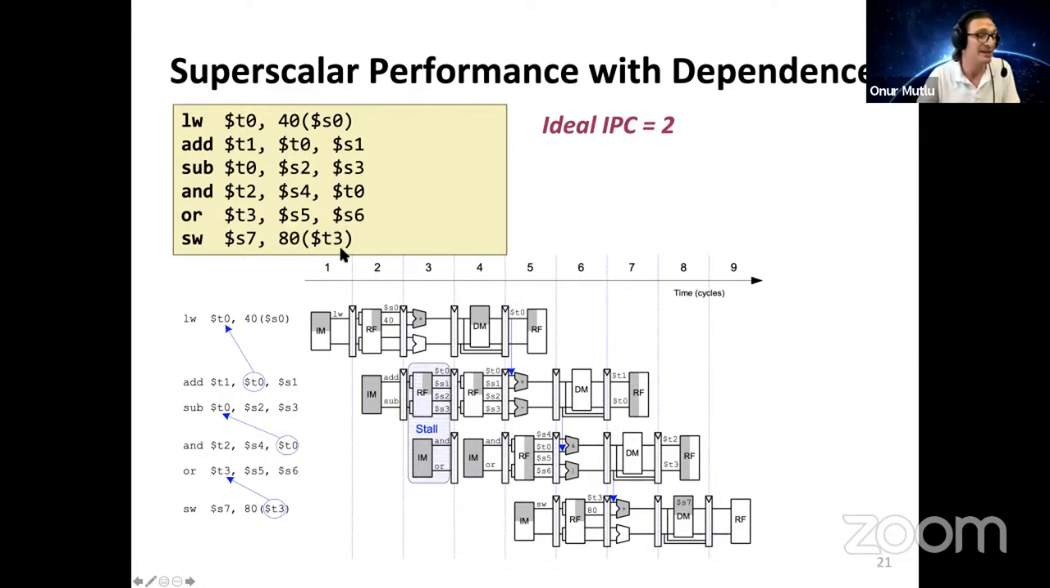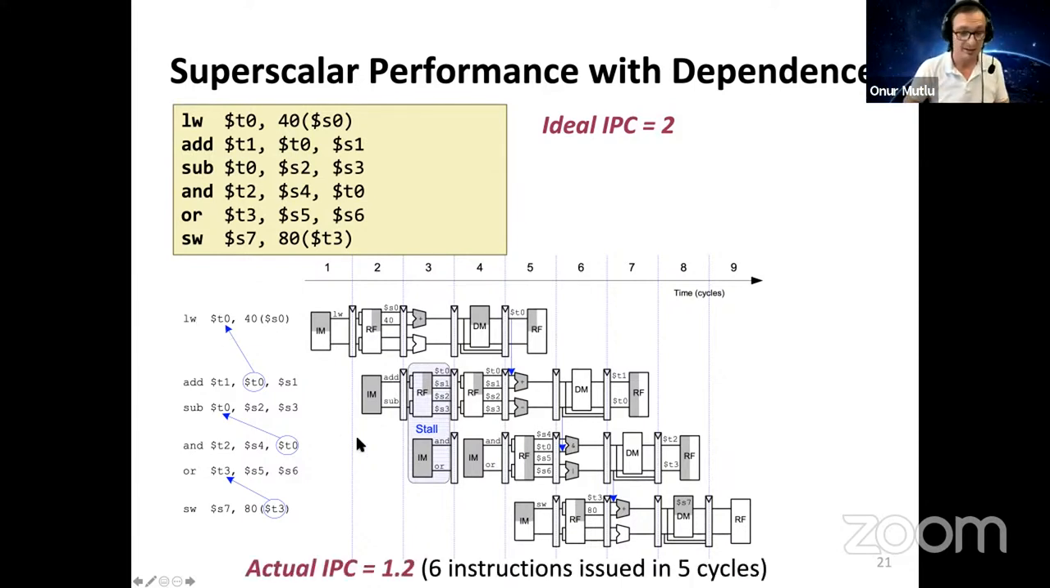Now, because this happened, we've lost one slot, if you will. We could dispatch load word over here, but we cannot dispatch the next add. As a result, we're not utilizing the superscalar wide pipeline nicely. As a result, the instruction per cycle actually goes down to 1.2. We're issuing six instructions in five cycles over here. Of course, it's a cooked up example.